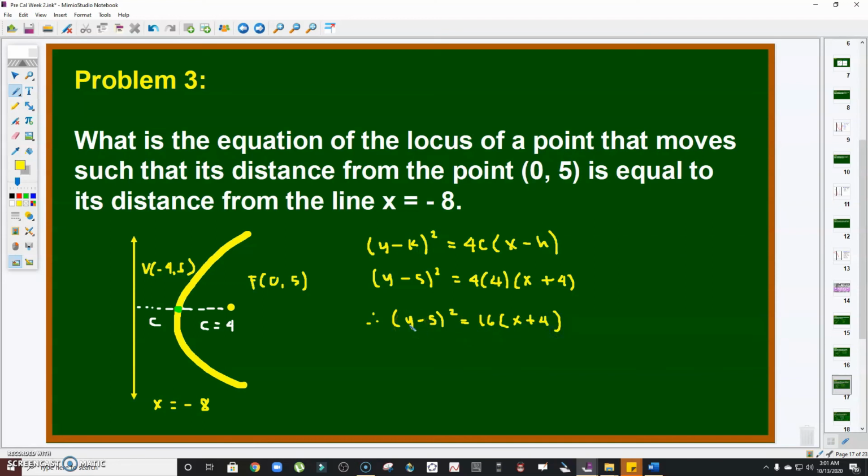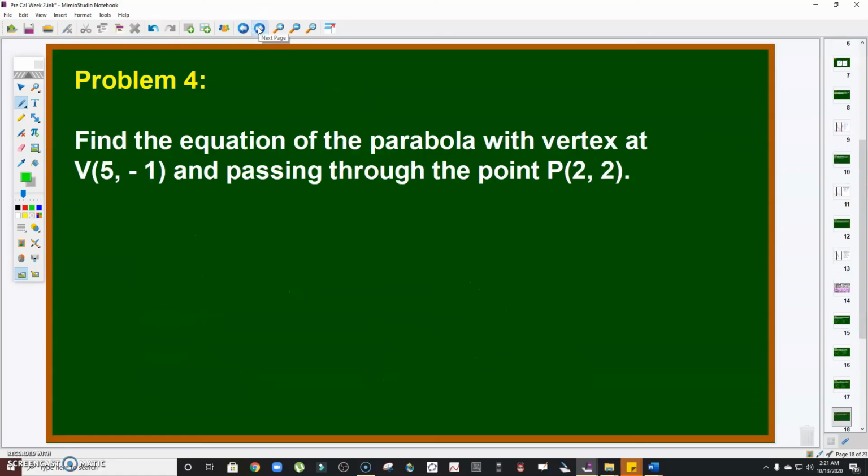Okay, so that's it. Last problem. Find the equation of the parabola with vertex at (5, -1) and passing through the point (2, 2). Okay. So, paano kaya to?